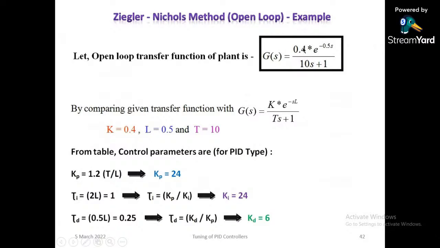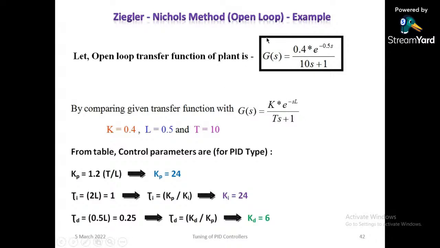For open loop, let's assume that my plant is like this: 0.4 into e raised to minus 0.5 s upon 10s plus 1. Exponentially negative term. Just by comparing it with the normal G of s equal to K into e raised to minus sL upon Ts plus 1, 0.4 is nothing but K. Right? L is 0.5 and T is 10.